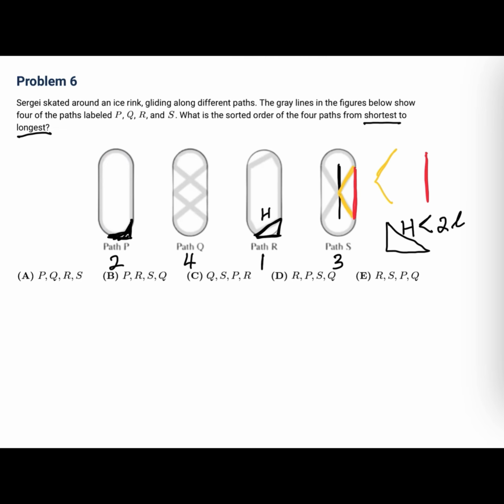So, from order of shortest to longest, we have path R, P, S, and Q. Looking at our answer options, we see that our answer is D, R, P, S, Q.